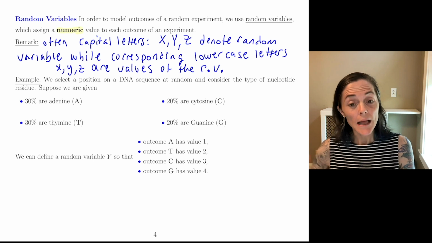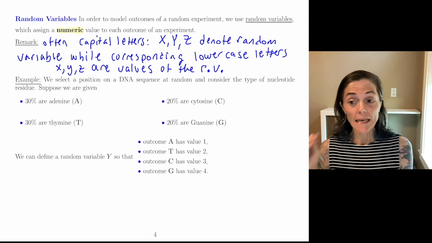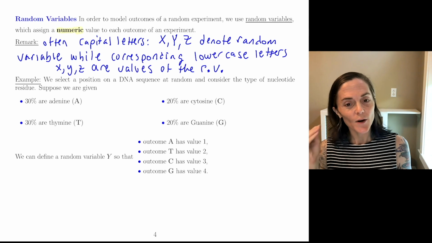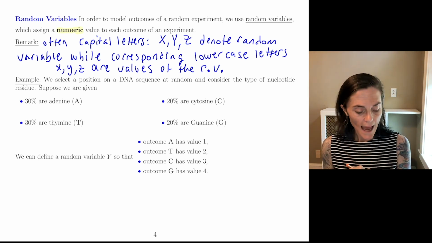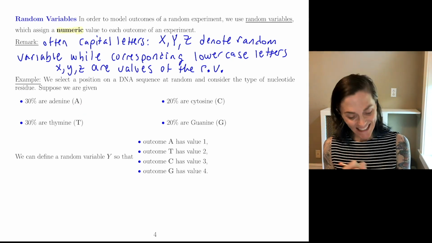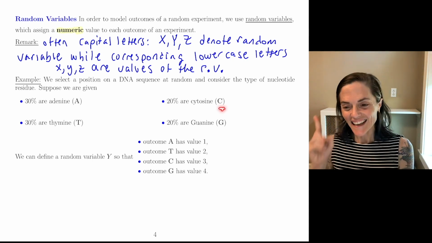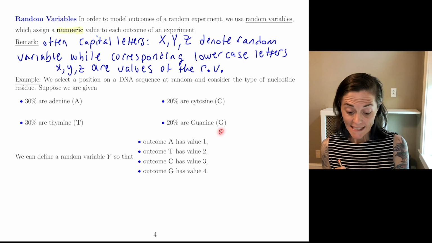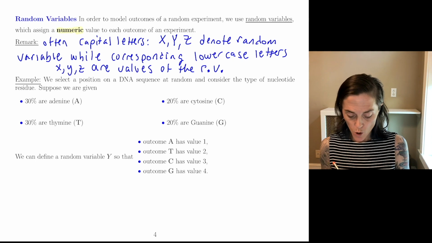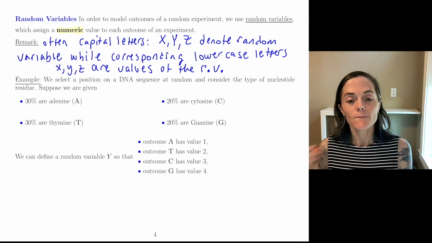As an example, let's suppose we select a position on a DNA sequence at random and consider the type of nucleotide residue. And suppose, moreover, we are given that 30% are adenine. This we use an A. 30% are thymine. This we use T. 20% are cytosine, C. And 20% are guanine, G. Well, we can define a random variable Y so that outcome A has value 1, T has value 2, C has value 3, and G has value 4.